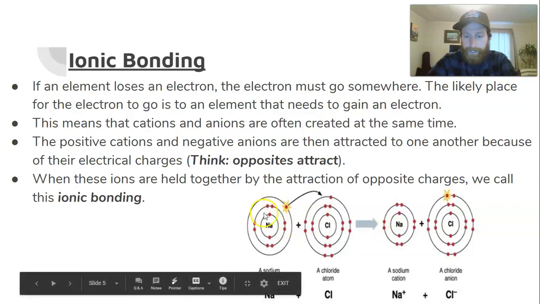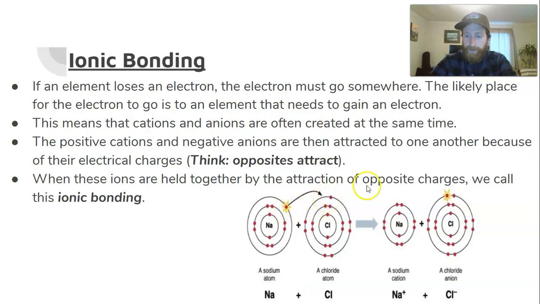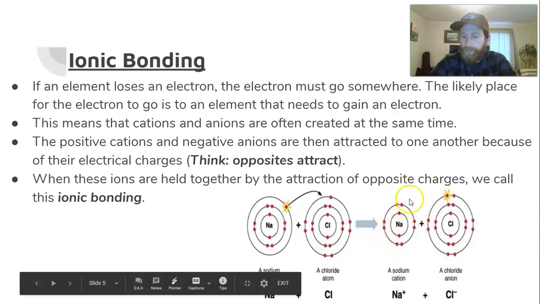So here we can see an example of that. Sodium wants to get rid of one electron. Chlorine wants to gain one electron. Sodium transfers its electron to chlorine. Now sodium's got a +1 charge. Chlorine's got a -1 charge. Each has a full valence shell, so they're stable. And that +1 of sodium is attracted to the -1 of chlorine.